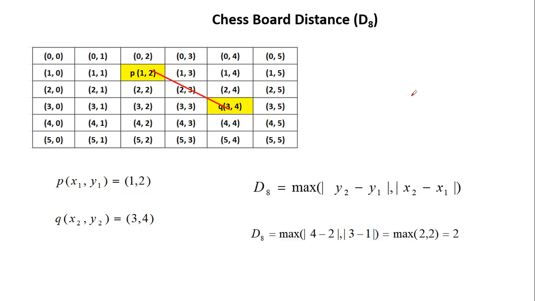Next is the chessboard distance, which is denoted by D8. For pixel P at 1, 2 and Q at 3, 4, this is the maximum of the absolute differences of y2 minus y1 and x2 minus x1. So max of 2, 2 is 2. The chessboard distance goes by diagonal neighbors. So we can go from here and next from here. So the distance is 2.